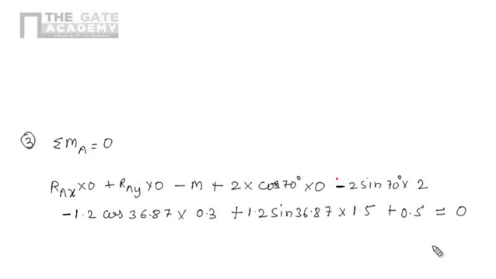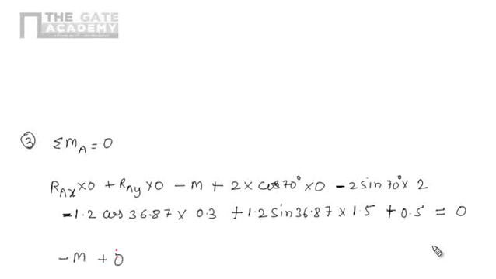Here for the 1.2 kilonewton force, there are two components, one is the cos component and the other is the sine component. Due to the cos component, the perpendicular distance is 0.3 meter, and again the nature is anti-clockwise, so negative. Due to the sine component, the perpendicular distance is 1.5, but it is in clockwise direction, so positive. And the 0.5 kilonewton meter moment is in clockwise direction, so again positive. So now we can easily calculate M plus 0.